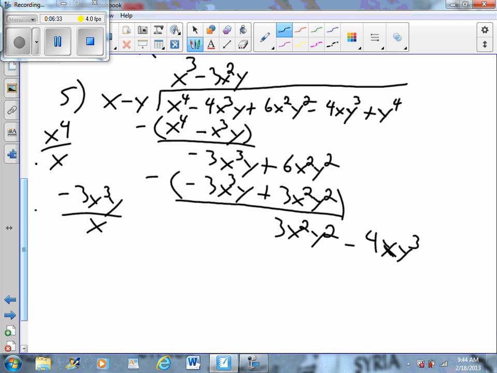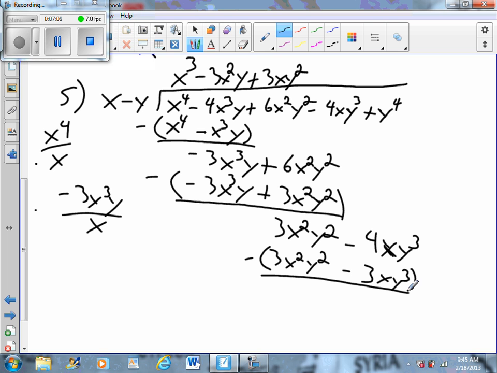Yeah, so we're saying x into 3x squared y squared. What is that going to give us? 3xy squared, right? So that's going to give me plus 3xy squared. 3xy squared times x, 3x squared y squared again. 3xy squared times a negative y, 3xy to the third.